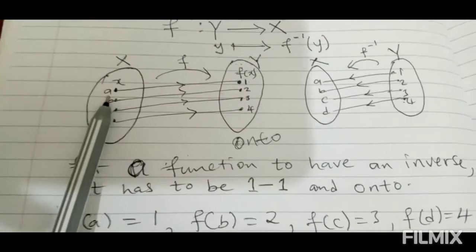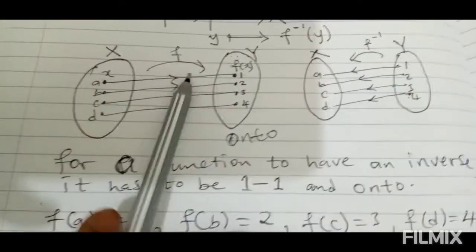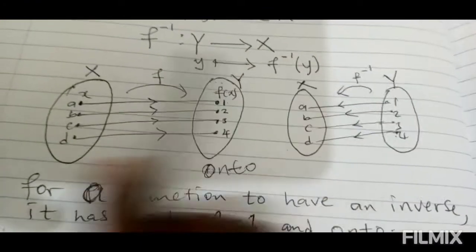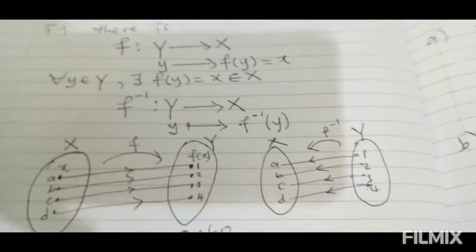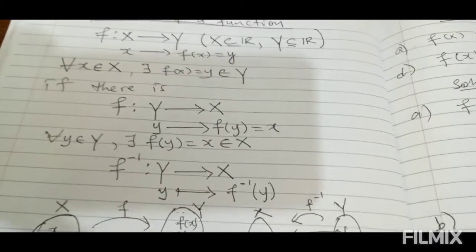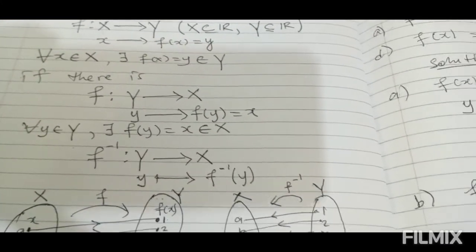While F of A is 1. This is F, then this is the inverse. So this is a simple illustration of the inverse of a function. It is the opposite of the actual function.